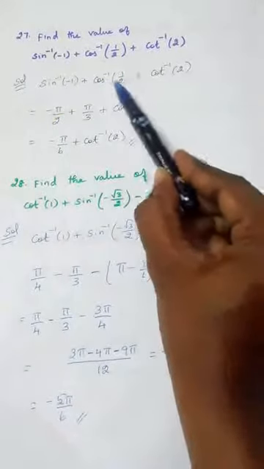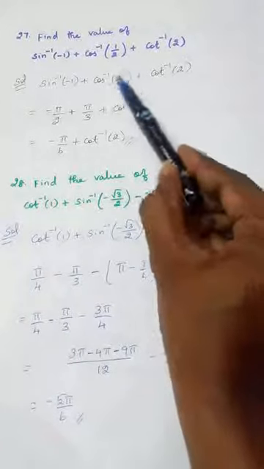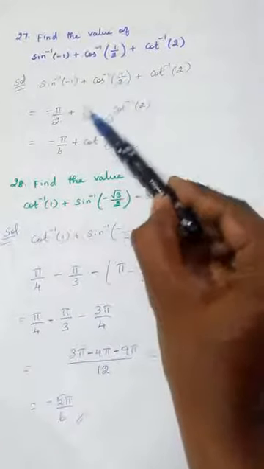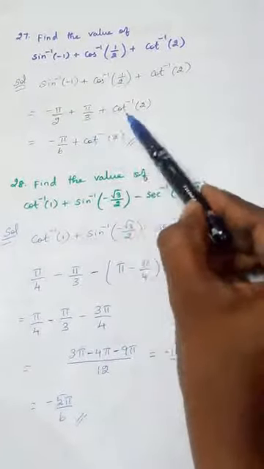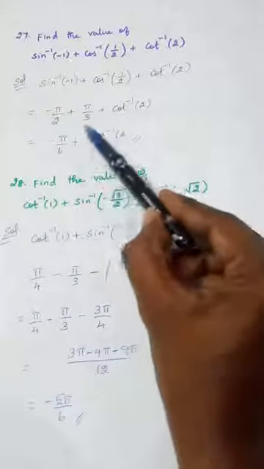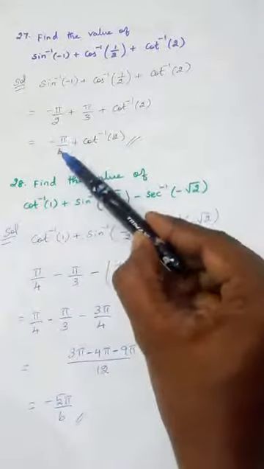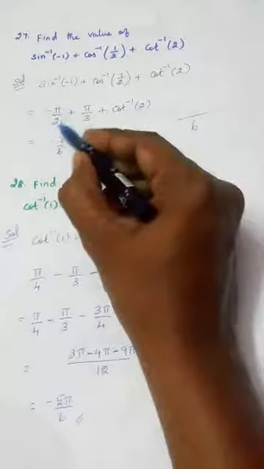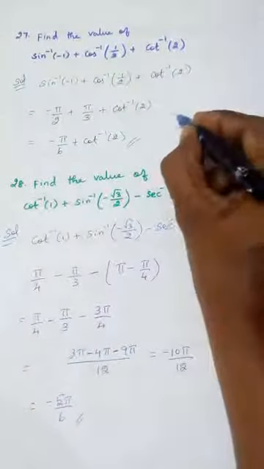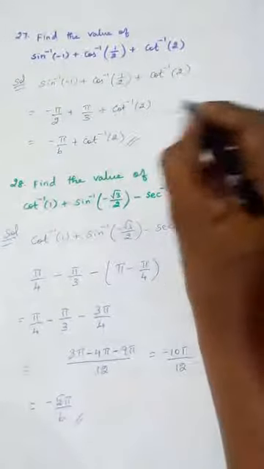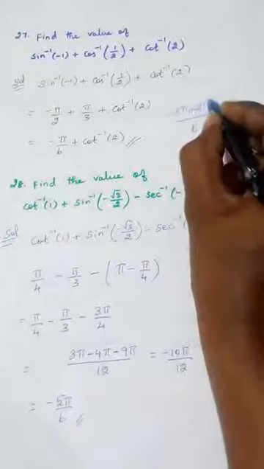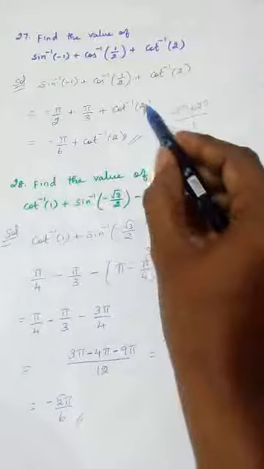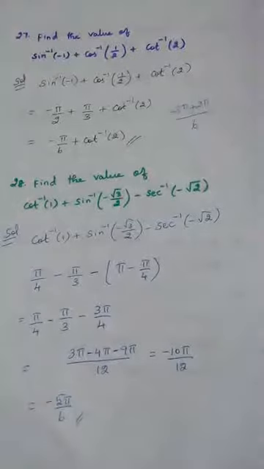plus we know very well in cos table 1 by 2 will come at 30 degree. So cos inverse 1 by 2 is 30 degree. You just write this as it is. Taking LCM for these two, answer is minus pi by 6. How to take LCM? LCM is 6. So 3 will come minus 3 pi plus here 2 will come 2 pi. Combining these two, minus pi by 6 plus cot inverse 2.